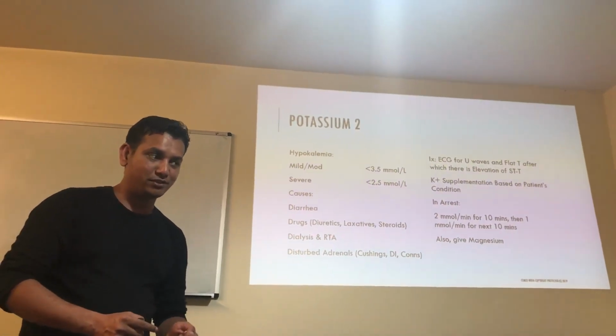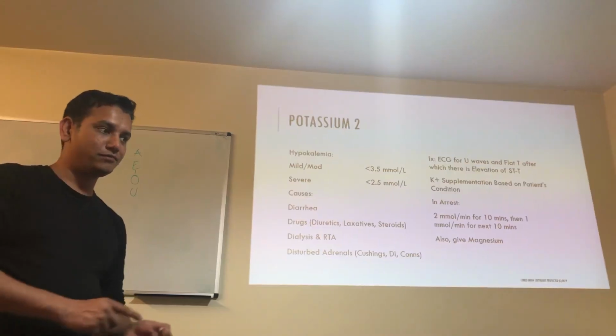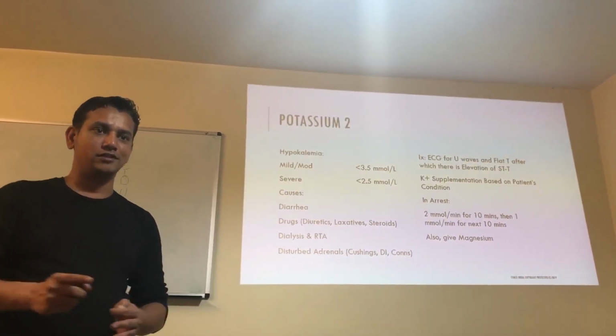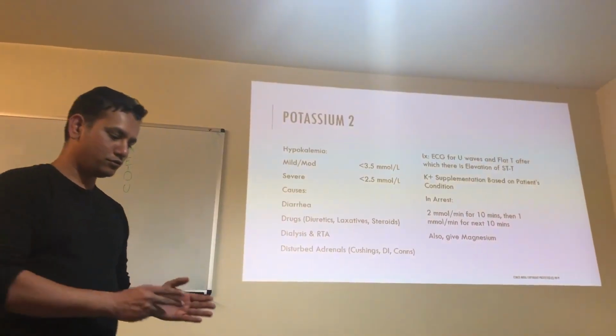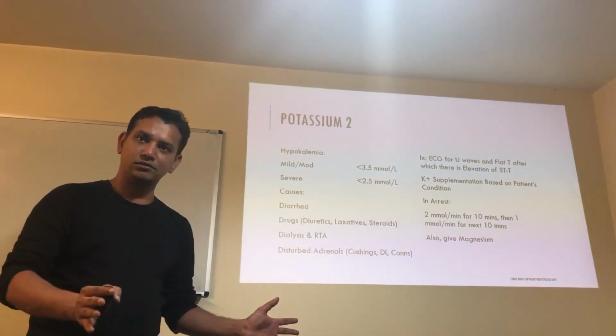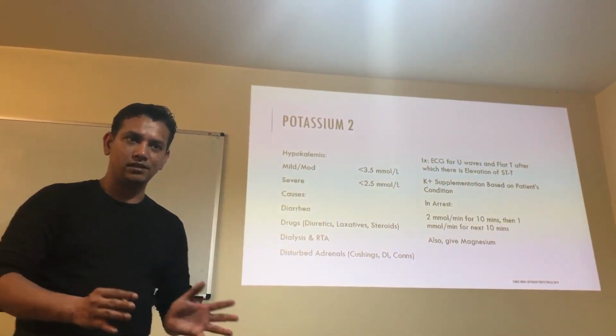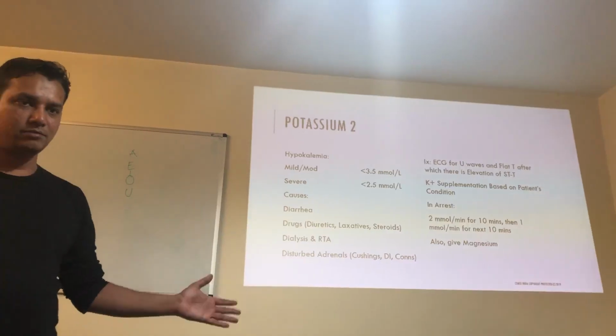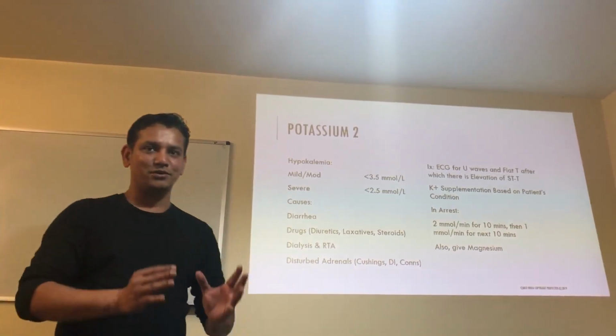2 millimoles per minute over 10 minutes, and then 1 millimole per minute for the next 10 minutes. So 2 millimoles per minute is 20 millimoles, then 10 millimoles. So in 20 minutes of CPR, you're going to use 30.